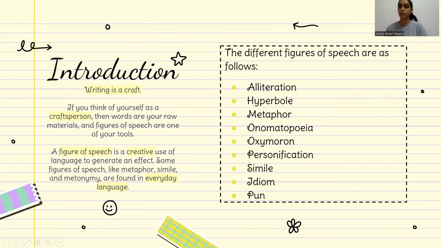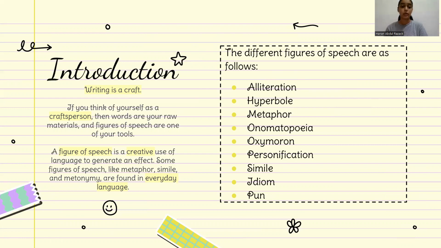First off, we'll begin with a small introduction. Writing is a craft. If you think of yourself as a craftsperson, then words are your raw materials and figures of speech are one of your tools. A figure of speech is a creative use of language to generate an effect.